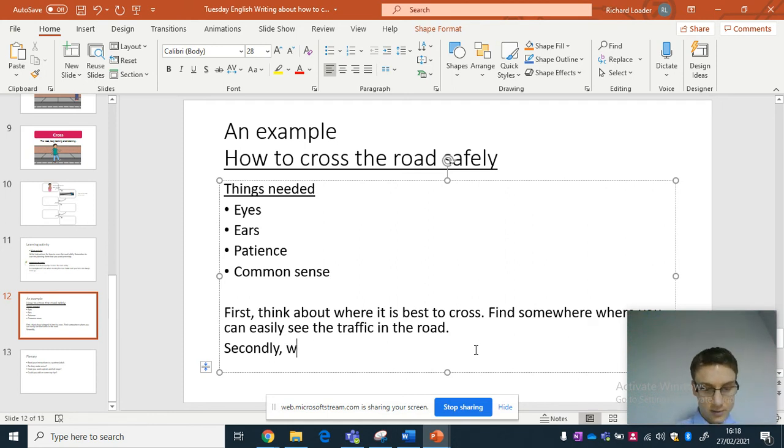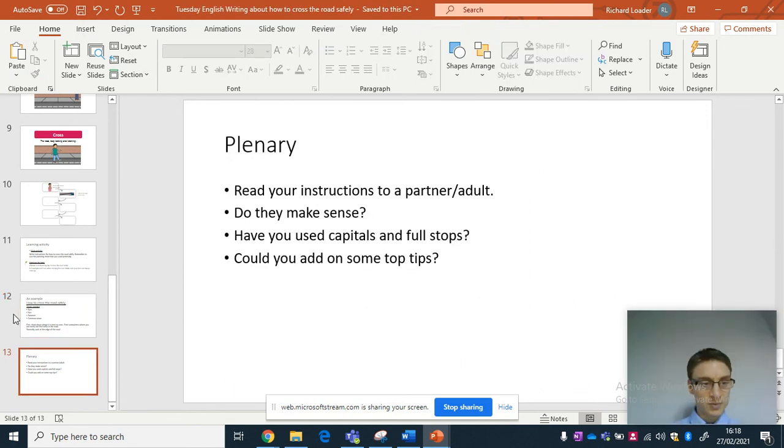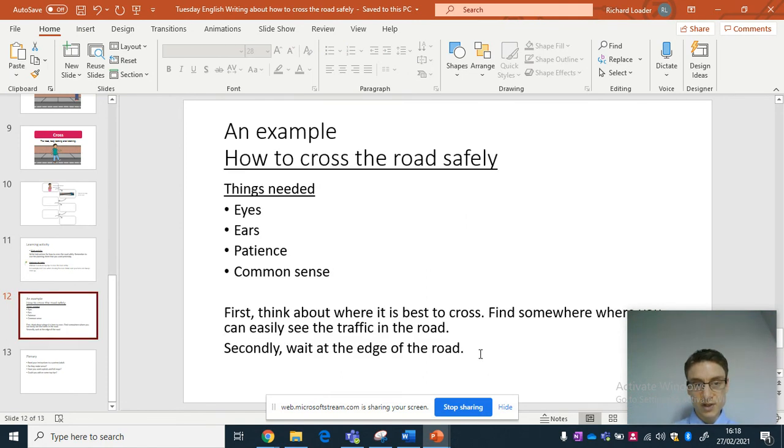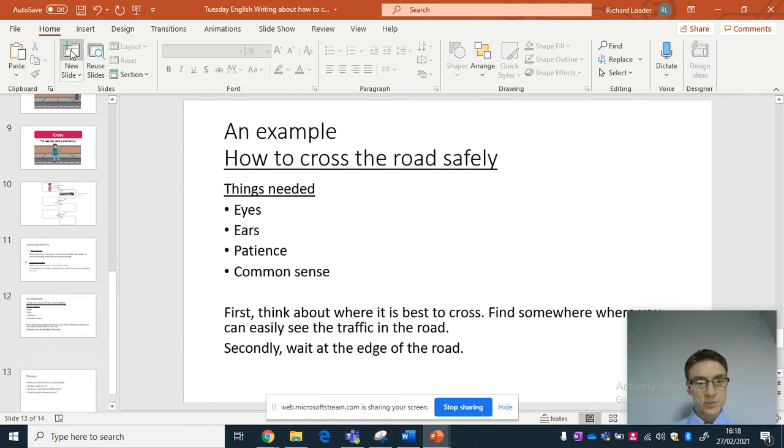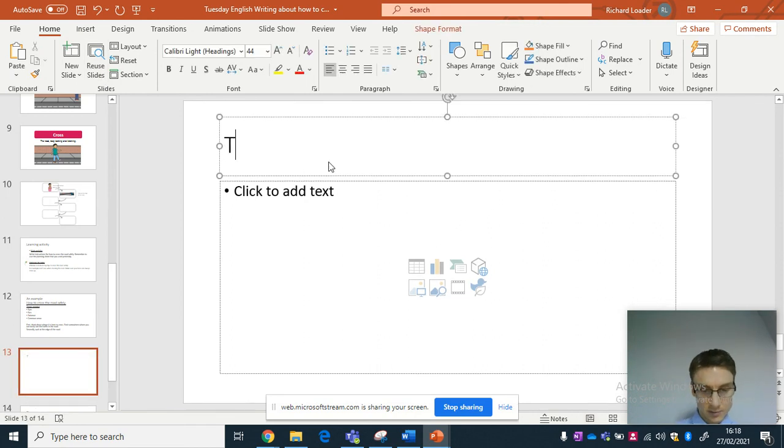Right. And I must remember my full stop. Okay, so you can carry on with the instructions. Now, just remember your top tips. So you might obviously finish your instructions and you can put them at the end. So you might just do a top tips and underline it. Okay.